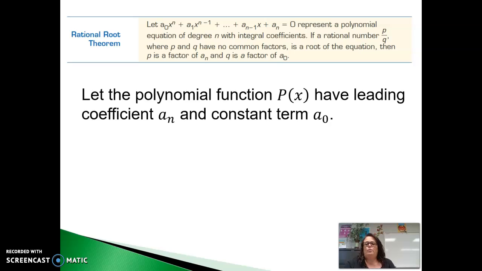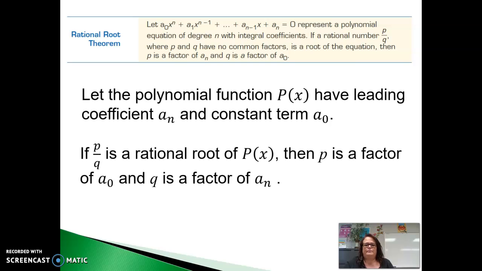So the way we're going to take this from the book is we're going to let a polynomial be called p of x, like a polynomial in terms of x, and it's going to have a leading coefficient of a sub n and a constant term of a sub 0. So that means that if I want p over q to be a rational root of the polynomial, then p is a factor of the constant and q is a factor of the leading coefficient.